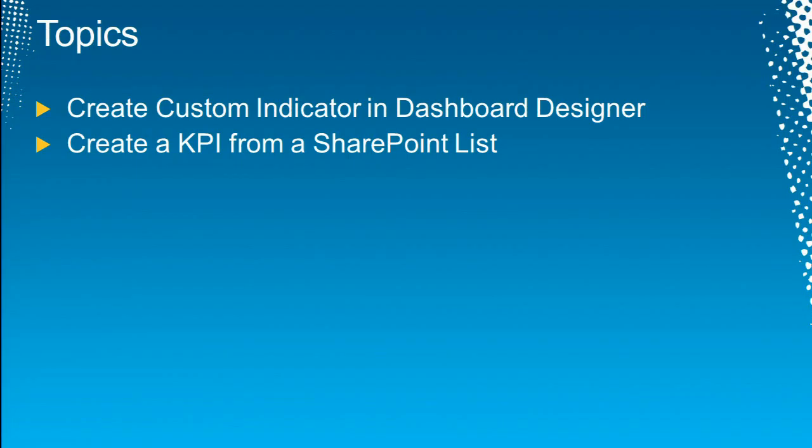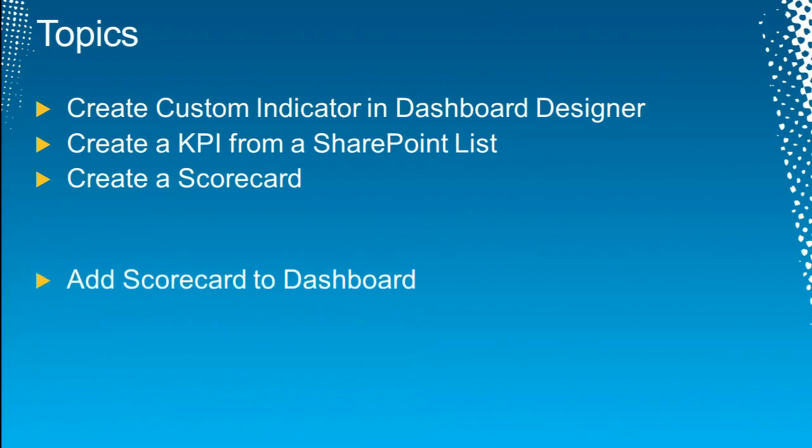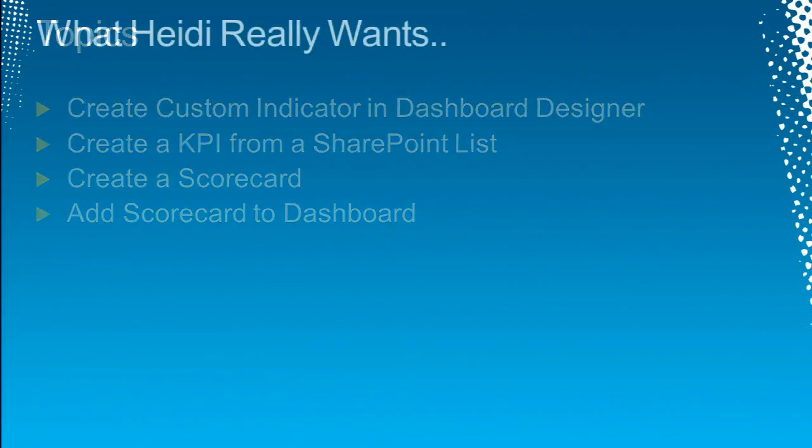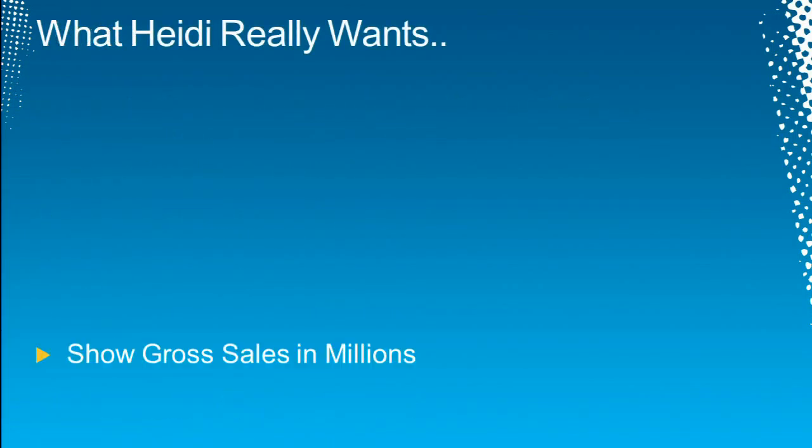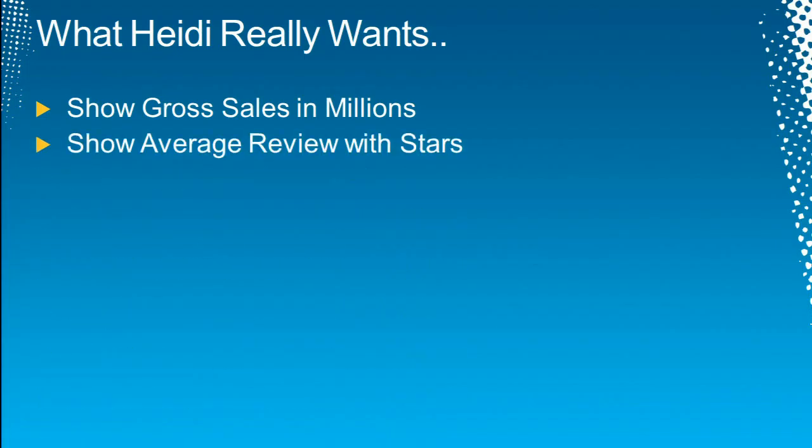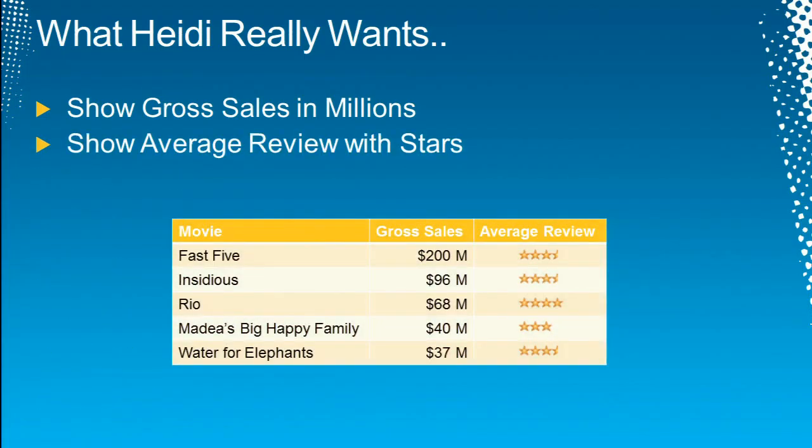It's kind of funny. We're going to do creating a KPI from the SharePoint list. We're going to create the scorecard, and then we're just going to stick it on a dashboard. So let me switch over to this machine. There's my other slide. Now it shows up. Gross sales in millions and average review with stars. That's what we're going to build.